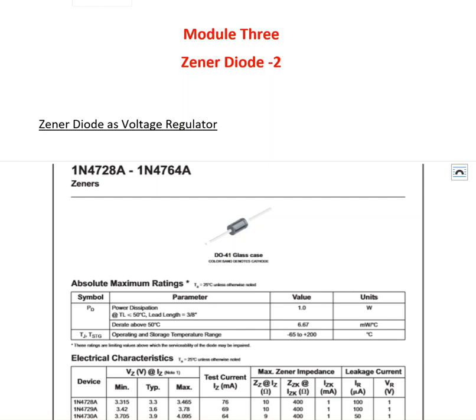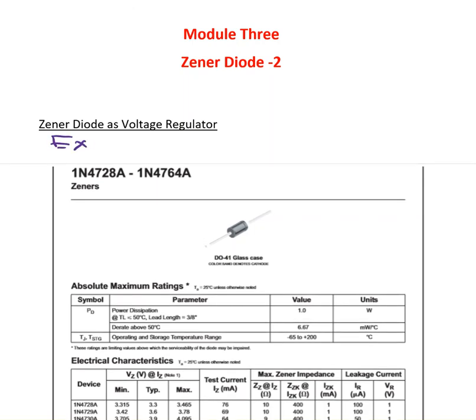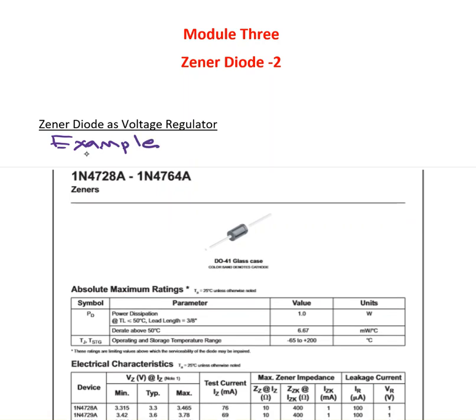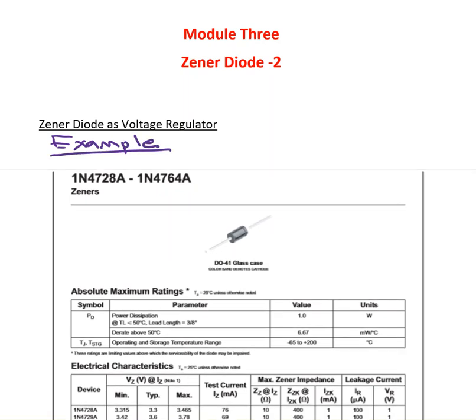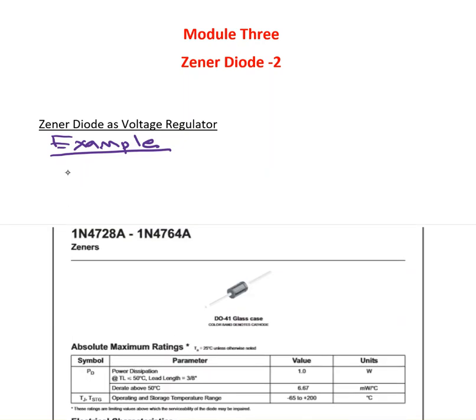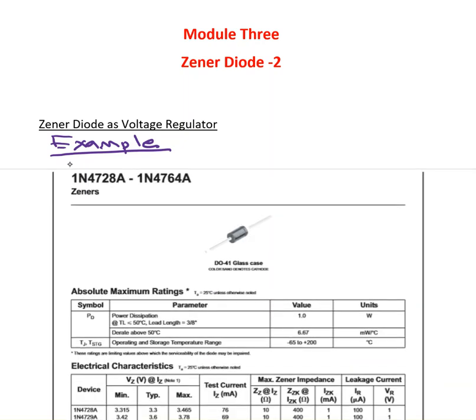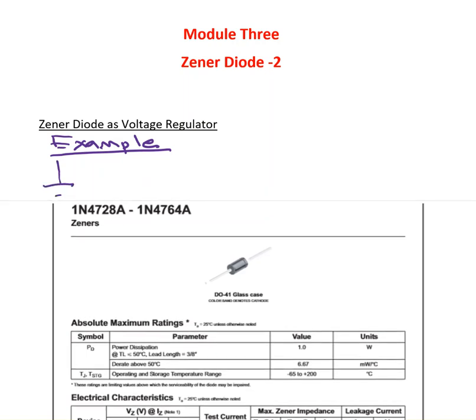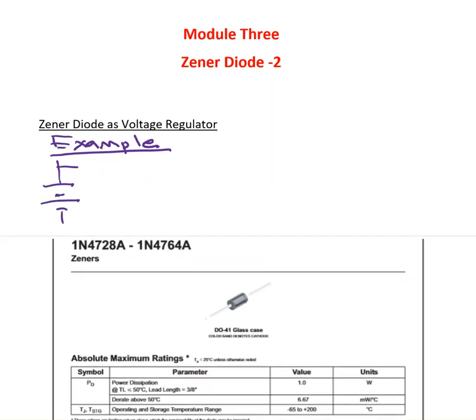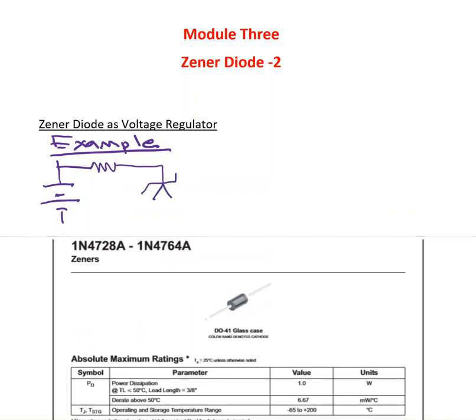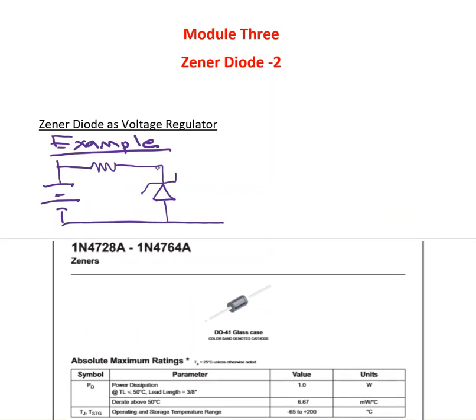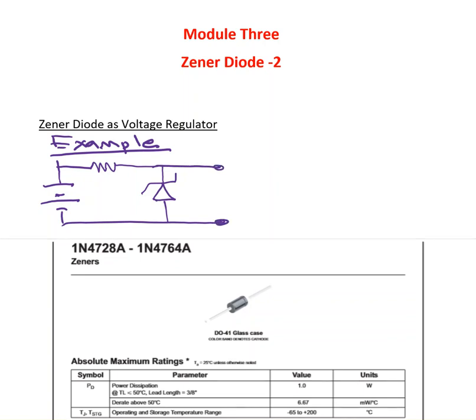So in order to do that, we would like to start by having a simple example. I'll just write here an example where we have a circuit that looks like this. The circuit has a voltage source, a resistor, and a Zener diode. This is the very simple use of a Zener diode as a voltage regulator.